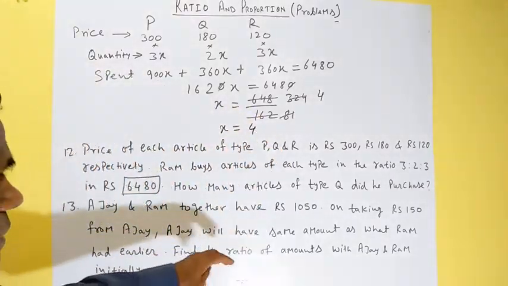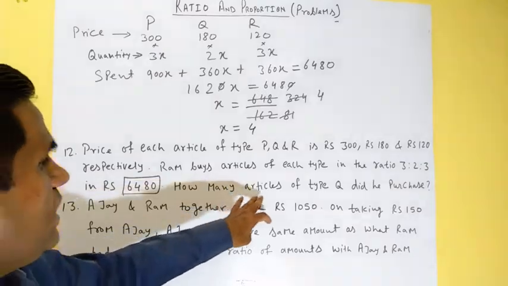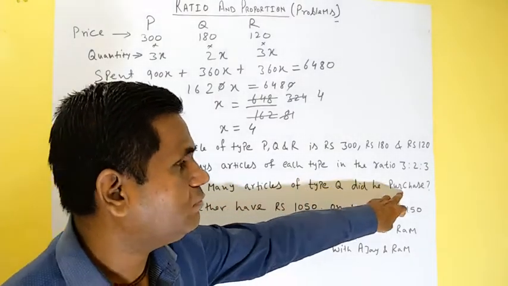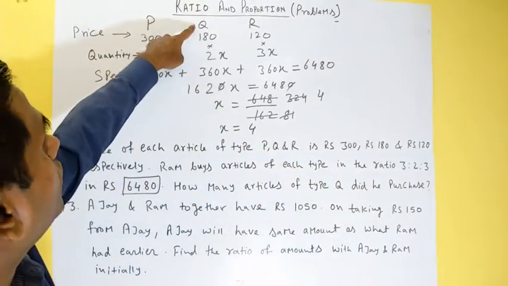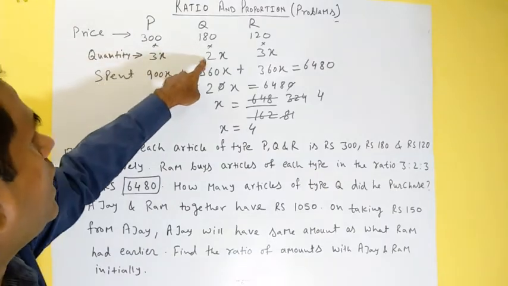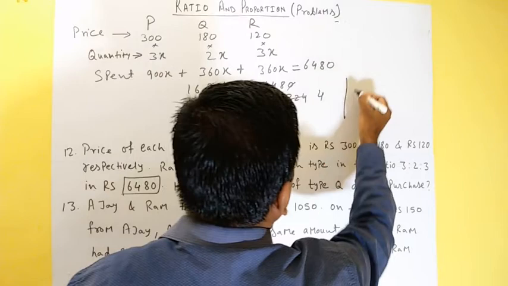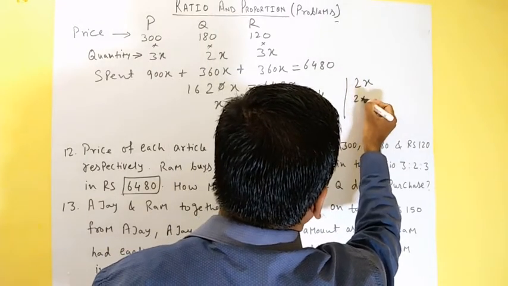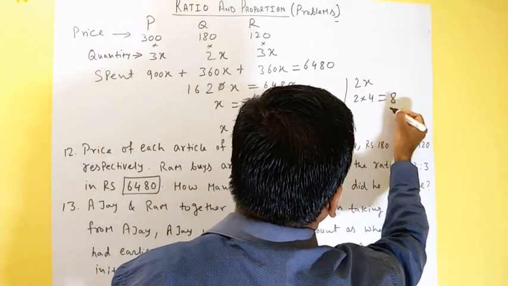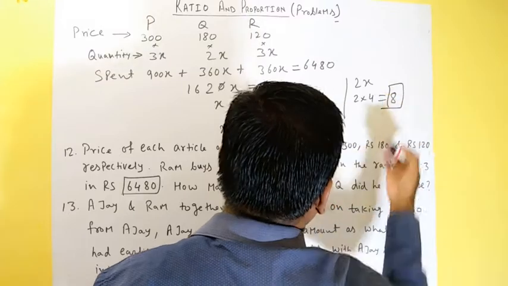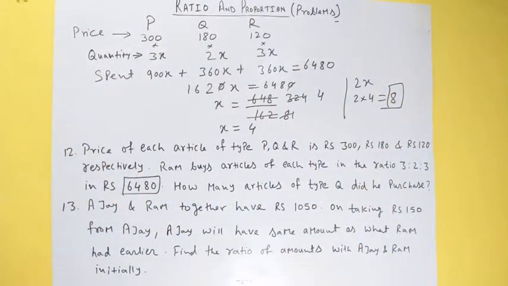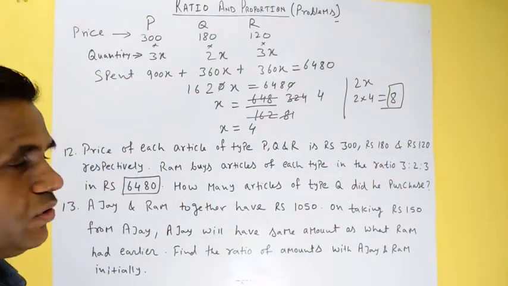Okay. Now we have to find how many articles of type Q did he purchase? Type Q. So for type Q, how many articles? Quantity 2x, right? 2x. So what is the value of 2x? 2 into 4, which is 8. So this is the final answer for question number 12. Hope it's easy for you, friends.